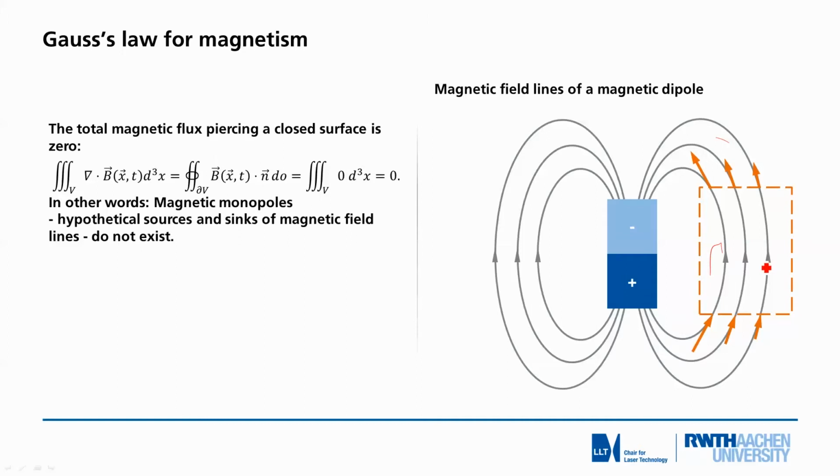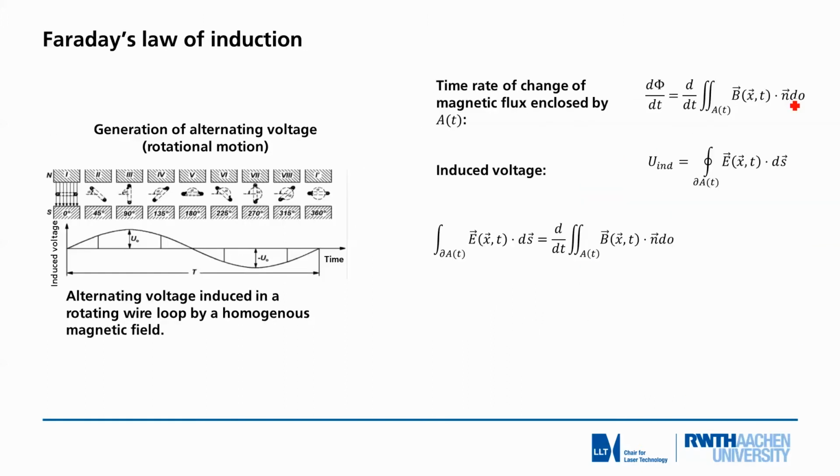And if you integrate over a volume directly around the whole dipole, you observe the same thing. All flux that goes in goes correspondingly out. And so there's no magnetic monopole generating magnetic induction B. The next Maxwell equation is Faraday's law of induction.